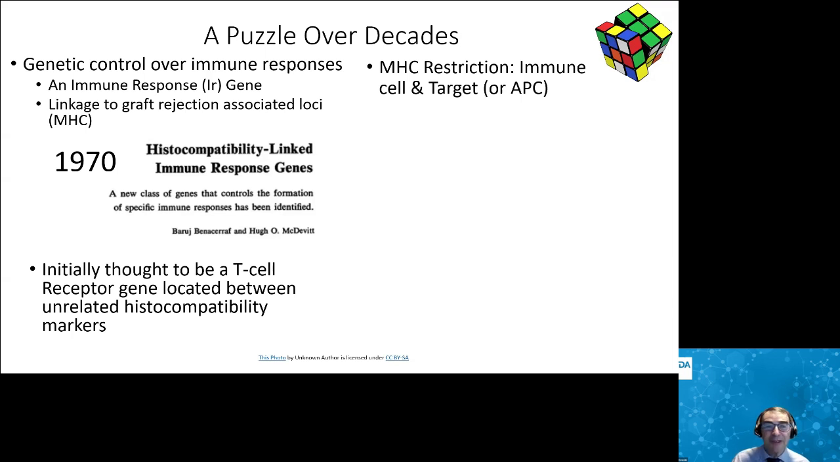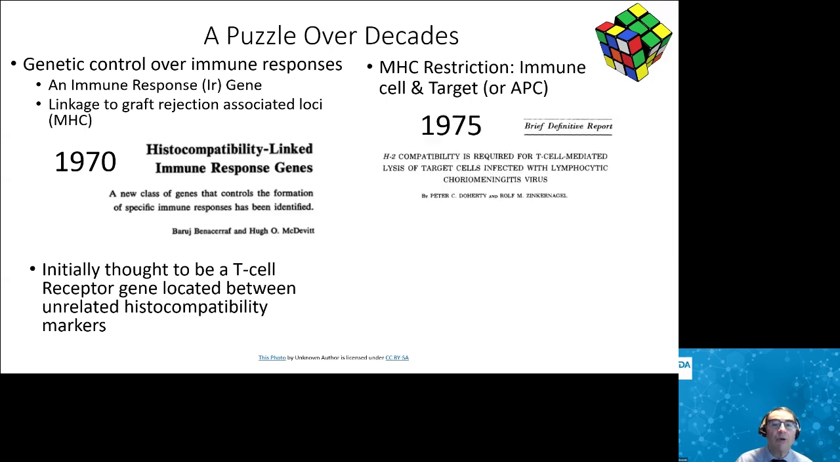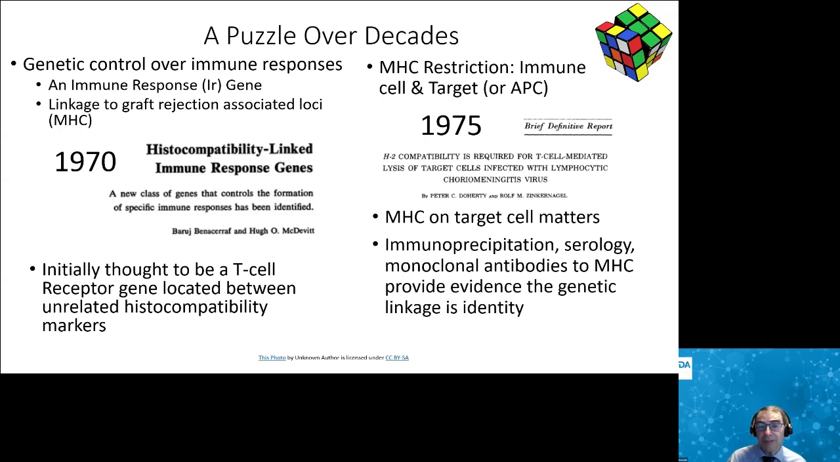Over the next few years in the 70s, the idea that there was something called MHC restriction, where the target cell had to match an MHC for T cells to be able to operate, began to make the idea a little more complicated. And later, immunoprecipitation and more correlation really began to say that this genetic linkage is identity. At that time, and I was actually a summer student at the NIH in 1981, there was a great race to show that antigenic peptides actually directly bound MHC.